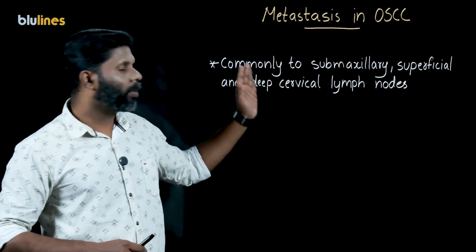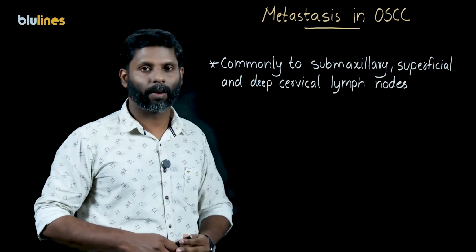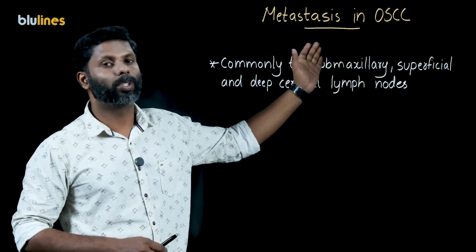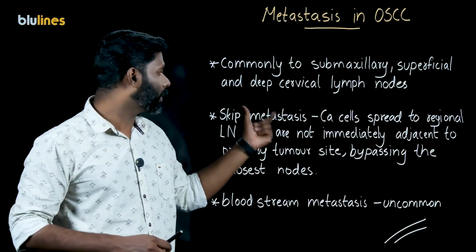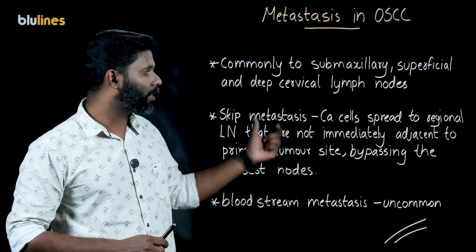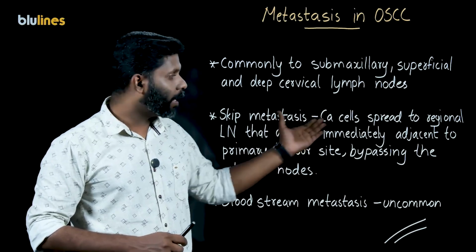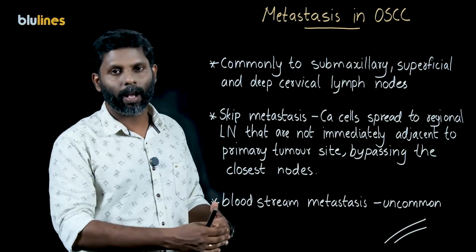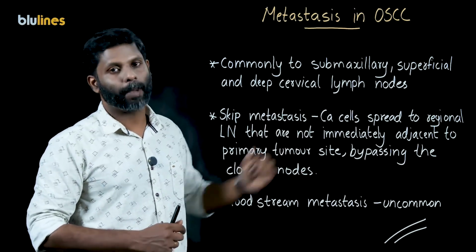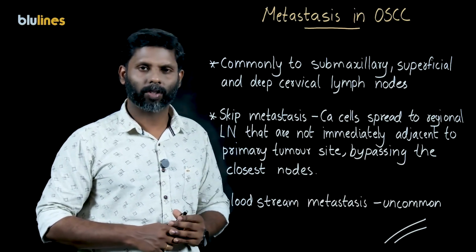And coming to the metastasis in oral squamous cell carcinoma. The most common locations are the submaxillary, superficial and deep cervical nodes. So cervical nodes are the usual metastasis. And there is a terminology known as skip metastasis. As the name suggests, the carcinoma cells spread to a regional lymph node that is not immediately adjacent to them. They will usually skip the first node and jump to the next node. That is known as skip metastasis. And bloodstream metastasis is usually uncommon in squamous cell carcinoma.